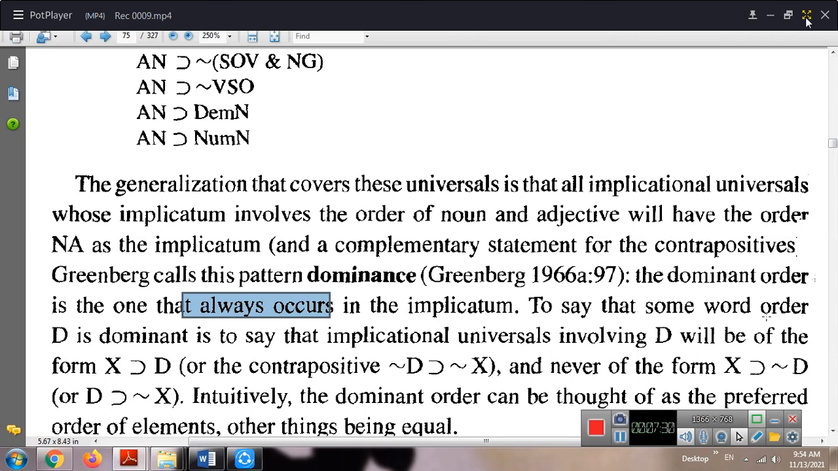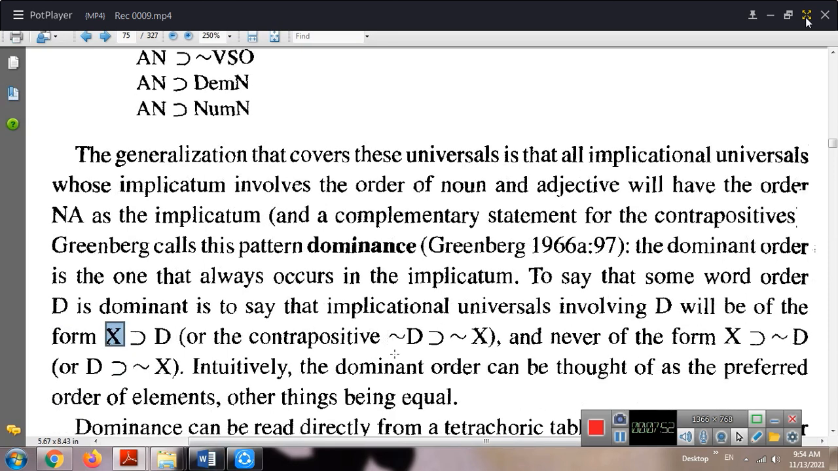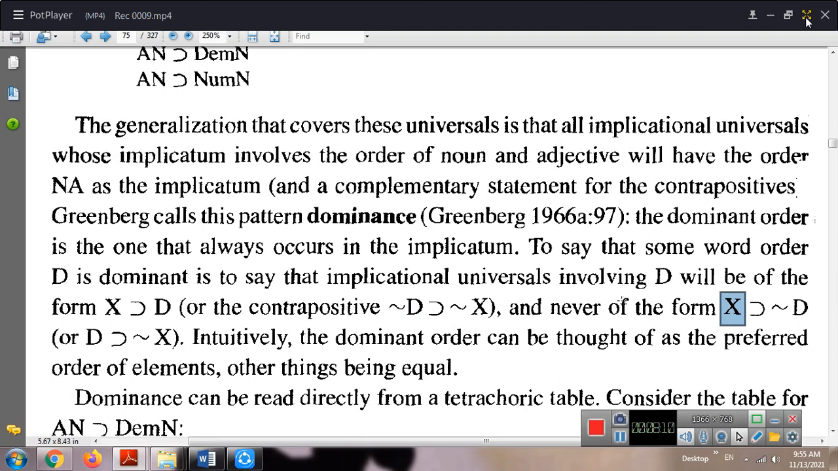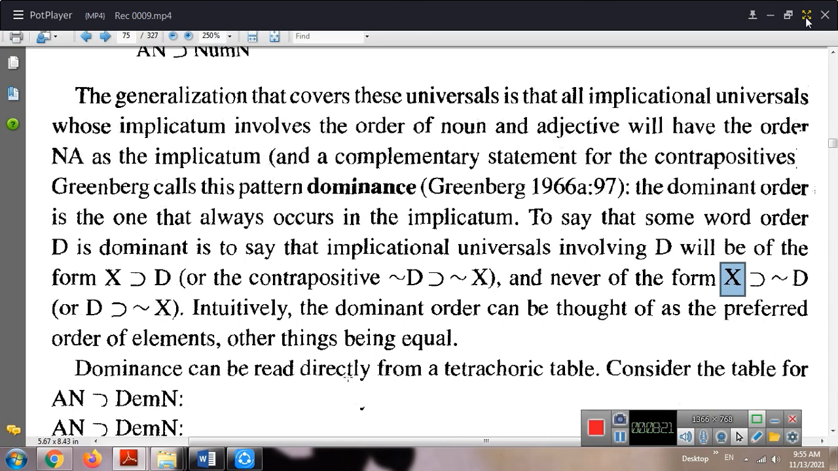To say that some word order D is dominant is to say that implicational universals involving D will be of the form if X then D, or the contrapositive if not D then not X, and never of the form if X then not D, or if D then not X. Intuitively, the dominant order can be thought of as the preferred order of elements, other things being equal.